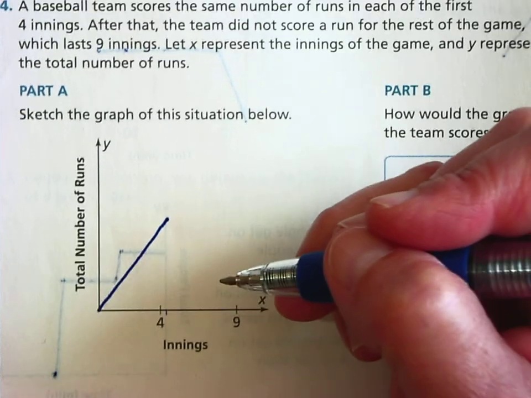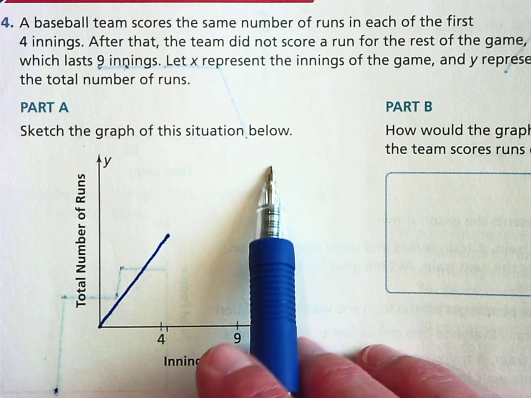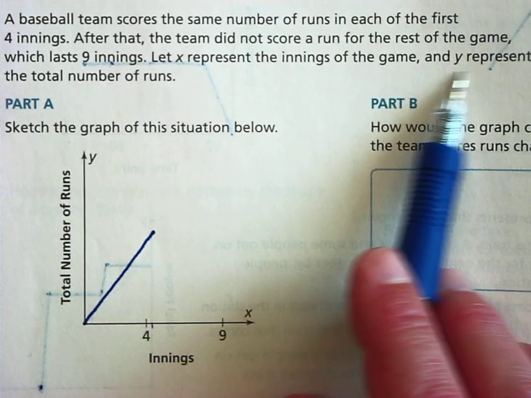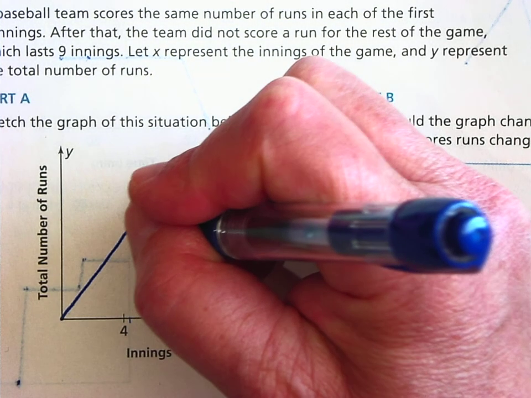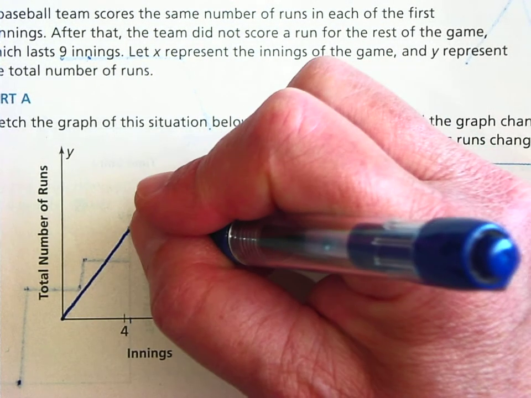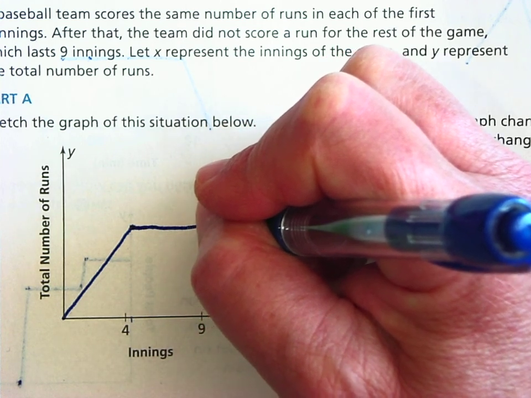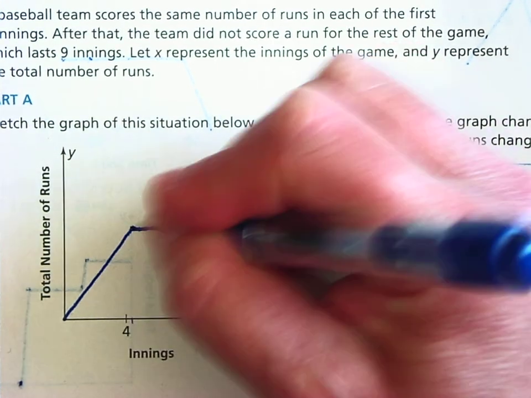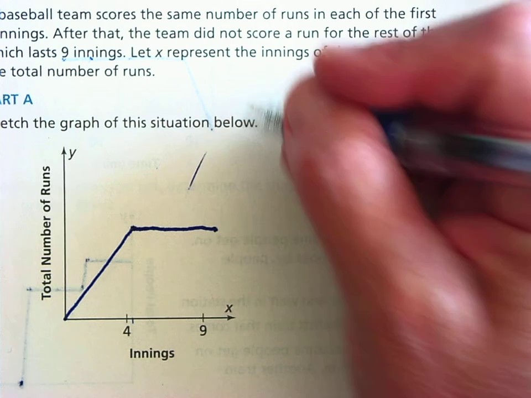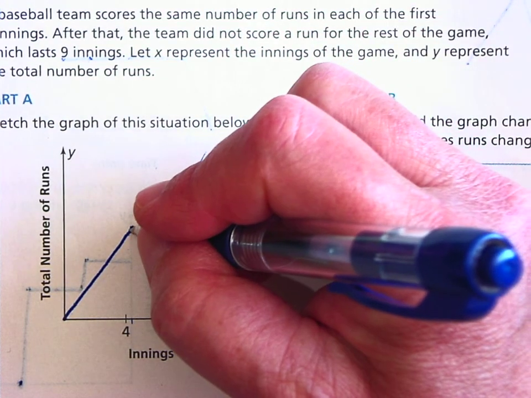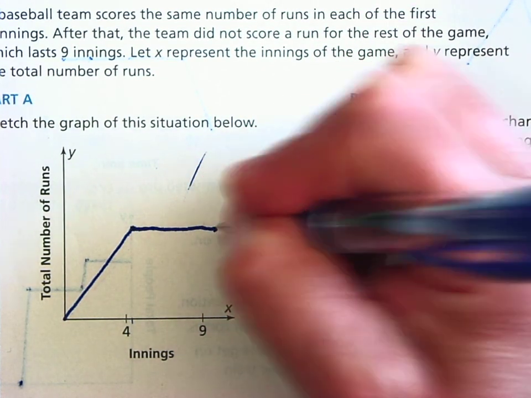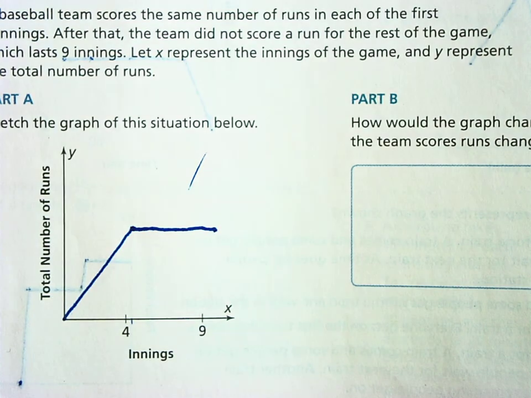Okay. Then it says, after that, the team did not score a run for the rest of the game, which lasts 9 innings. So now they've scored this many, and they're not going to score anymore. So you have to draw a constant line going straight across to show that time's going by for the 9 innings, but the number of runs is not going up anymore. That's all they've scored, so you just show a line going straight across showing time is going by.